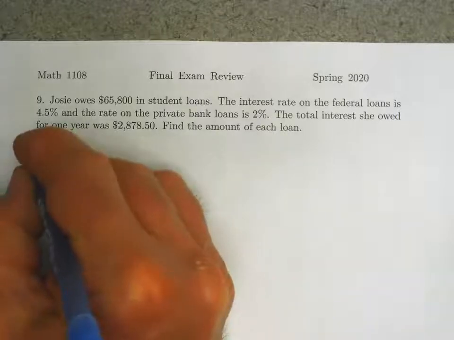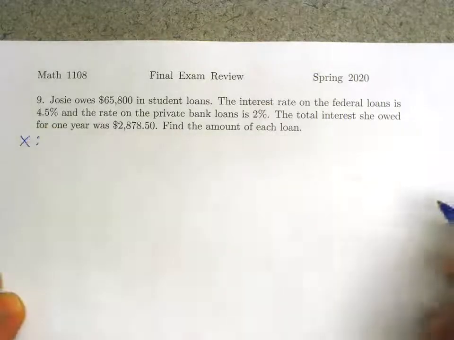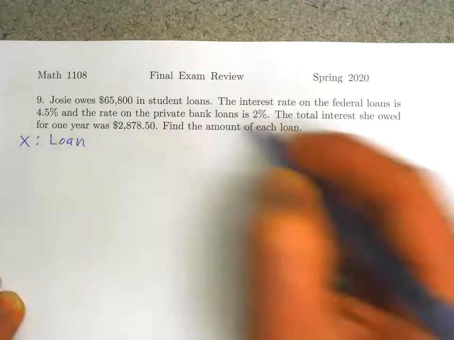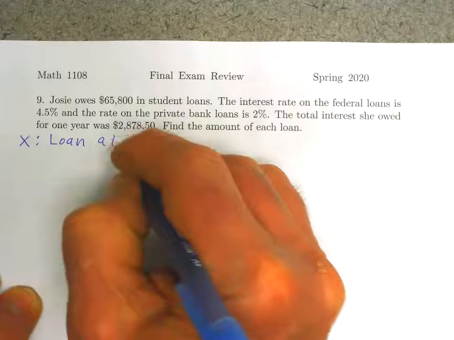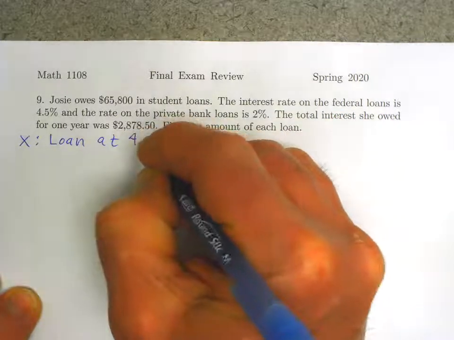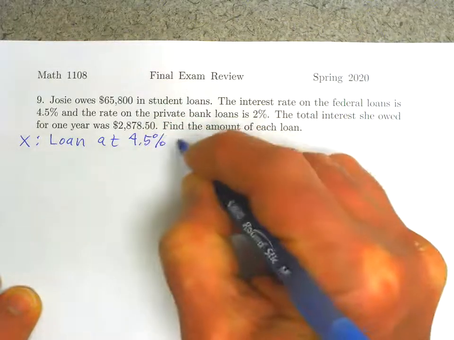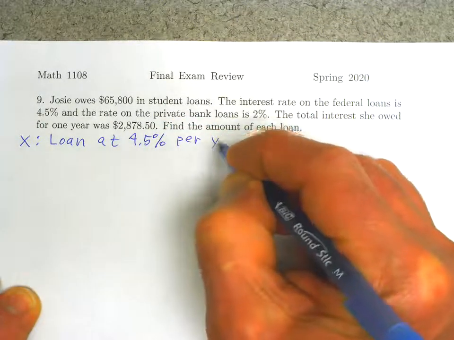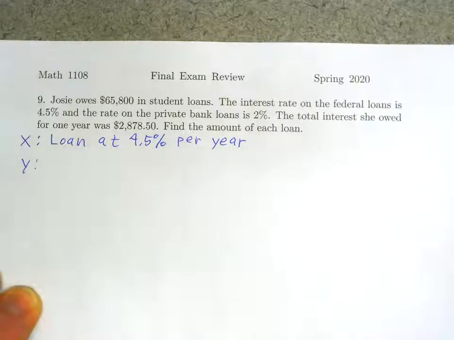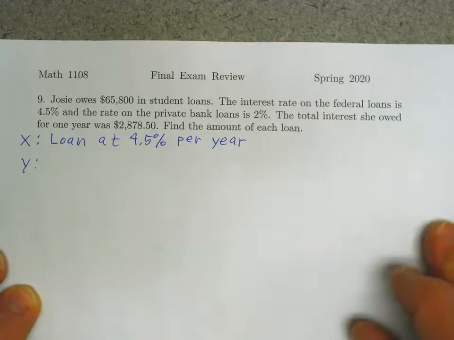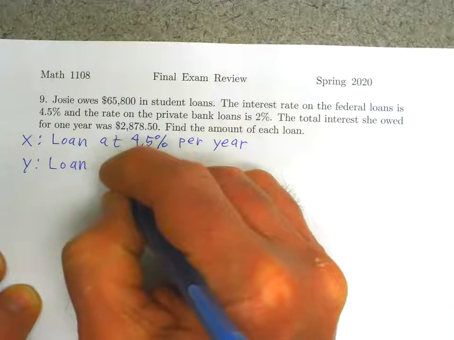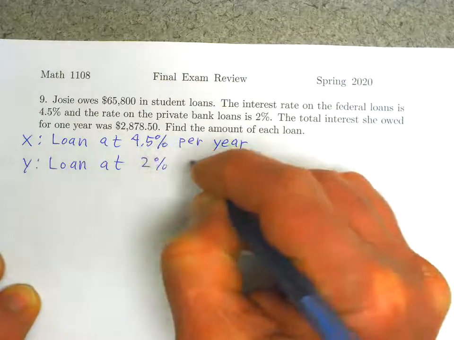So we can pick a variable x to be the loan whose annual interest rate is 4.5%. So loan at 4.5% per year. That's the implication. And then we'll pick y to be the loan that's at 2% per year. So this is the amount of the loan at 2% per year.